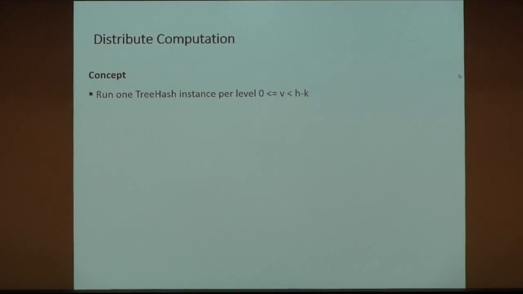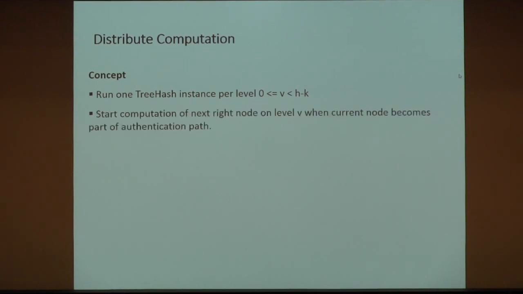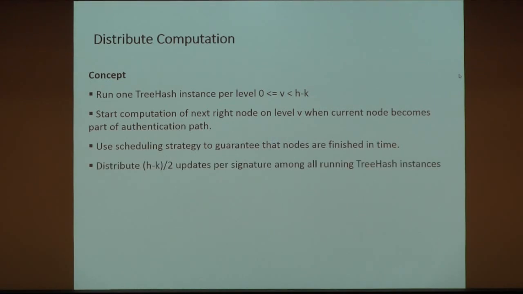And so for the distribution, you take one tree hash instance per internal tree level, and you start the computation of a new right node on level V whenever the current node on this level becomes part of the authentication path. And then you've got some intelligent scheduling strategy that I will not describe in detail, but this makes sure that the nodes are always finished in time. And then it turns out that it's enough to distribute h minus k over 2 updates per signature among all these running tree hash instances to actually finish all the nodes in time.